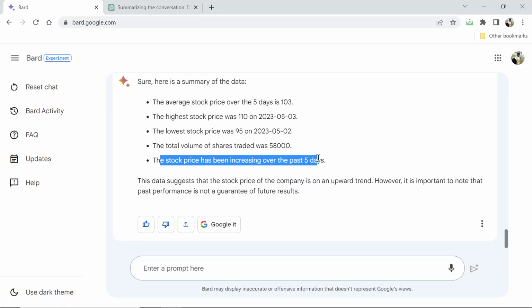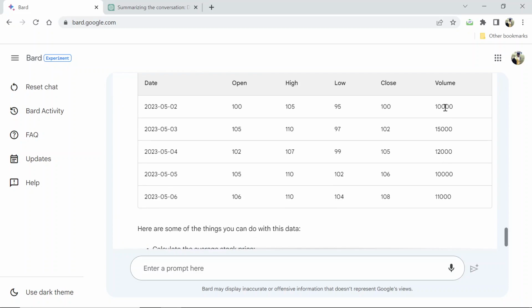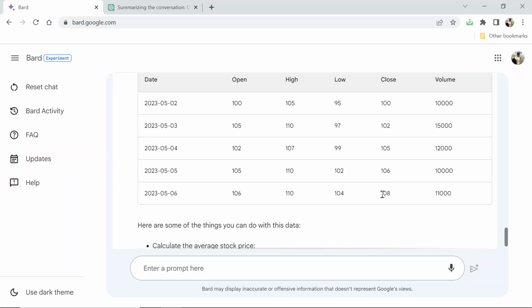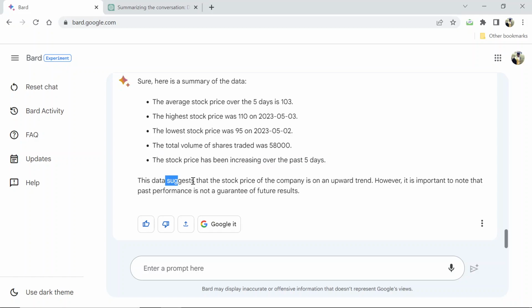Stock price has been increasing over the past 5 days. The trend volume has been increasing over the 5 days. Okay, 100, 100, 200. Okay, this is a good summary, though I'm not checking it in whole.